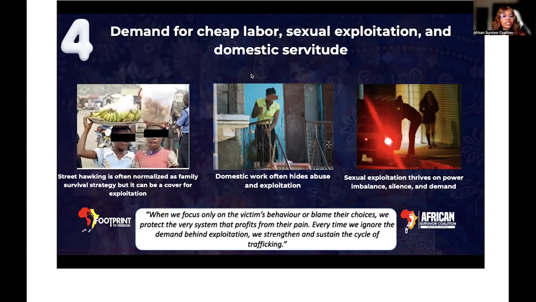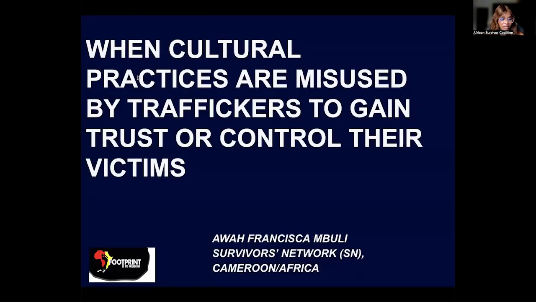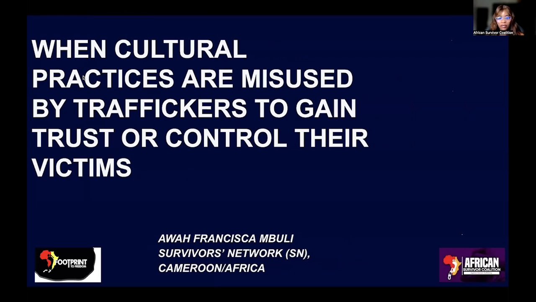Now, street hawking is one of the most accepted forms of child labor, and it has been normalized as a family survival strategy. But many of these children are victims of trafficking themselves. Some of them were kidnapped and moved to another city and coerced to work and tied to invisible debts. And for many of us, this wasn't just something we saw, it was our reality.